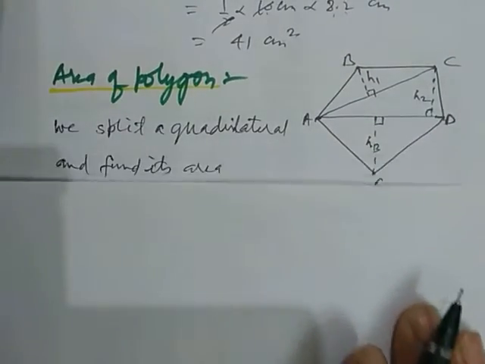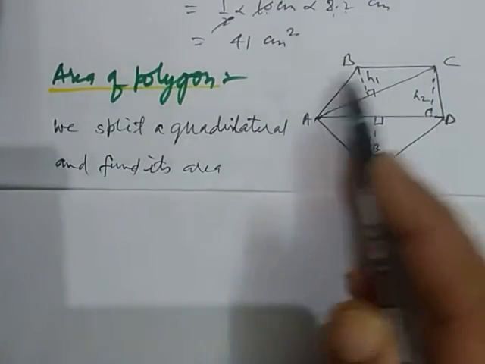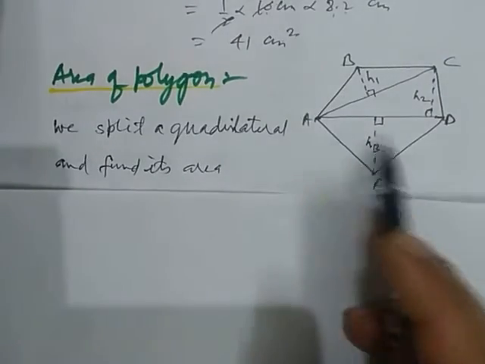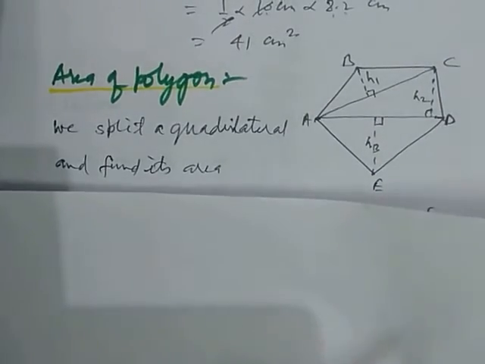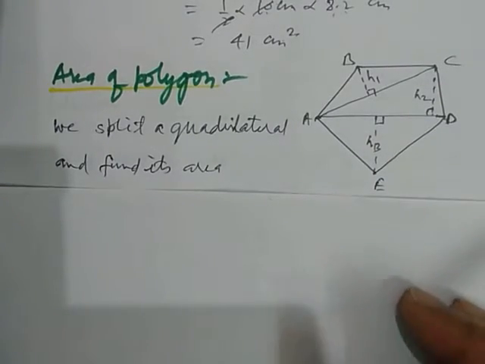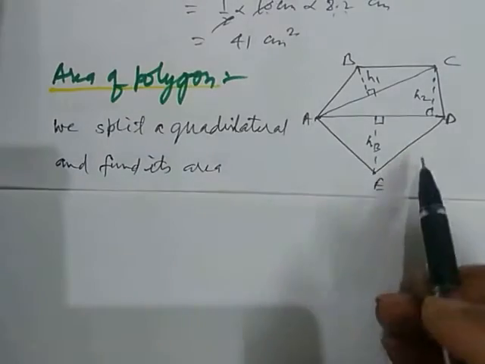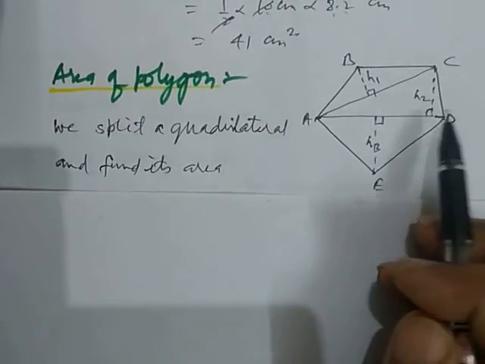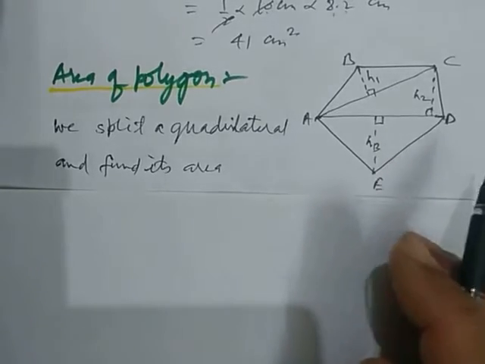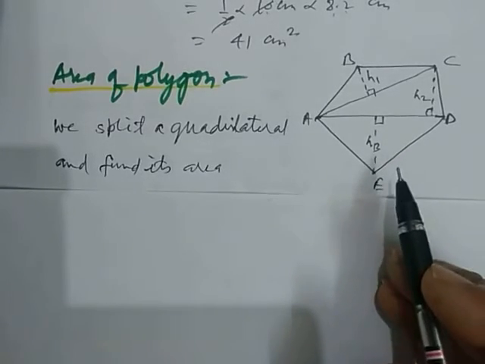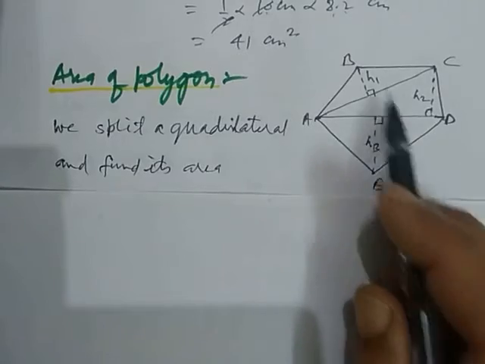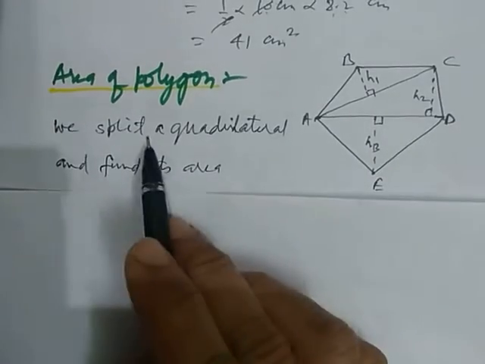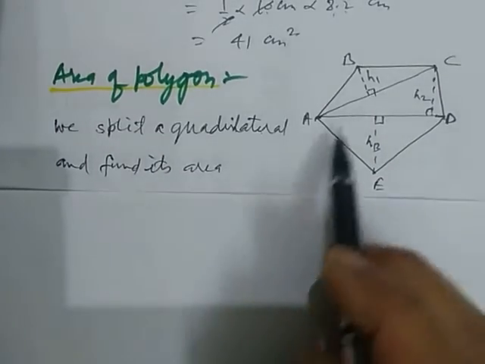Now, area of a polygon. This is a simple polygon. Many times we want to calculate the area of something like a field. So we can make it a polygon and divide it into triangles, rectangles, trapeziums and so on, calculate the areas, and add them all. So we split a polygon and find its area.